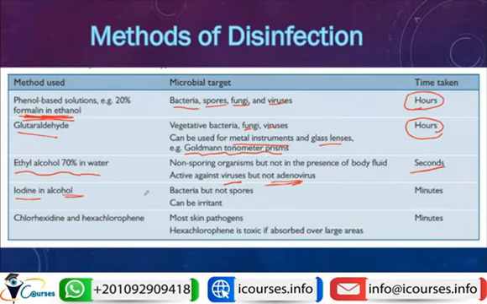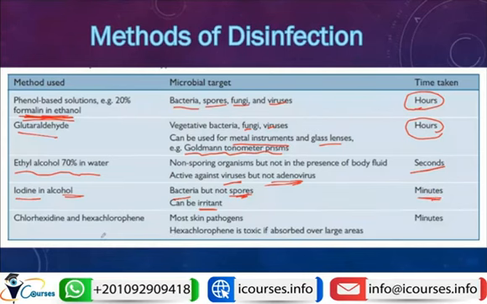Iodine in alcohol is used for bacteria but cannot be effective against spores. It can kill only bacteria, but the problem is that it is an irritant. When we wash our hands with povidone iodine before the surgery, some of us can feel some irritation and need to rewash after the surgery. It takes a few minutes to be effective.